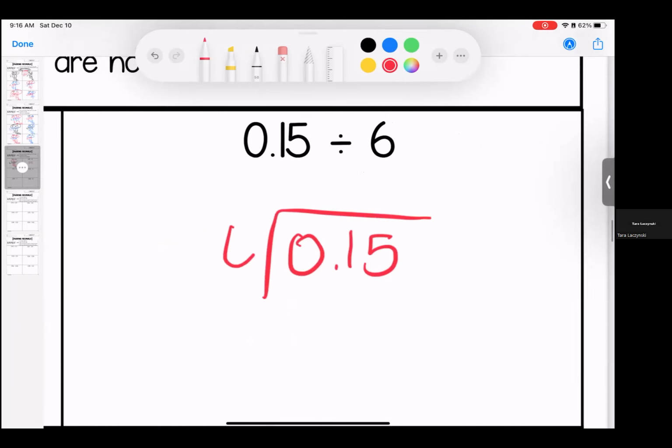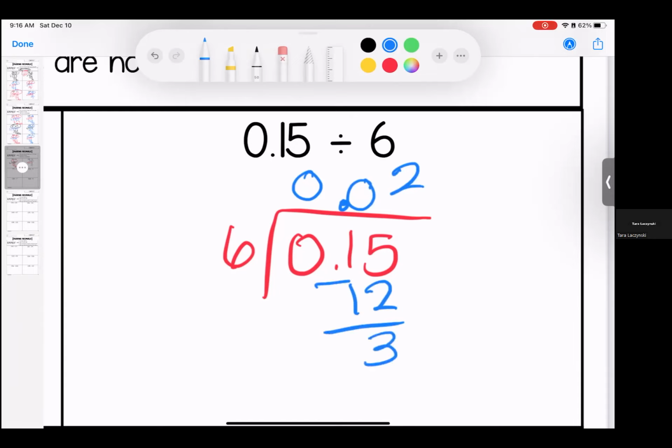15/100 divided by 6. This was a tricky answer, so if you got stuck on this one, that's okay. It was hard. So we have 6 does not go into 0. It does not go into 1, but it does go into 15 2 times. 2 times 6 is 12. 15 take away 12 is 3.